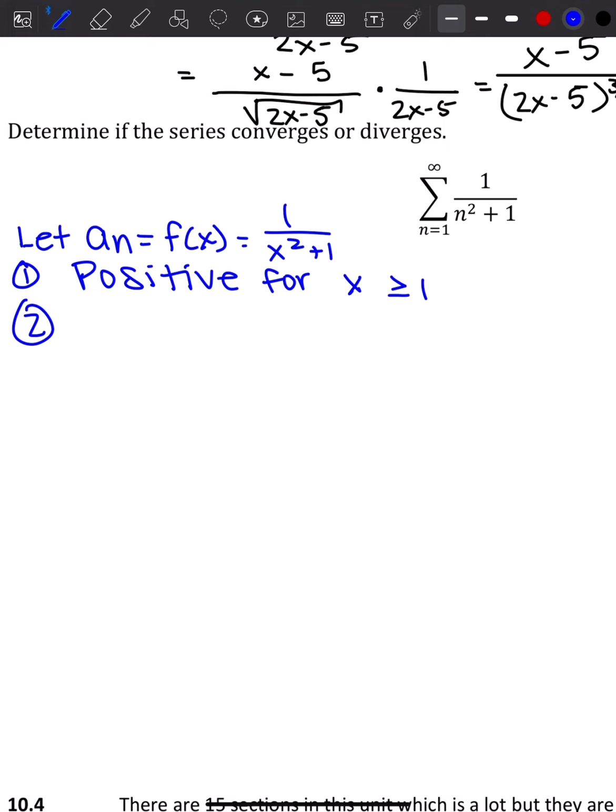Continuous, we had x squared plus 1 earlier. X squared plus 1 is not going to have any holes or asymptotes in it, so we know that it's continuous.